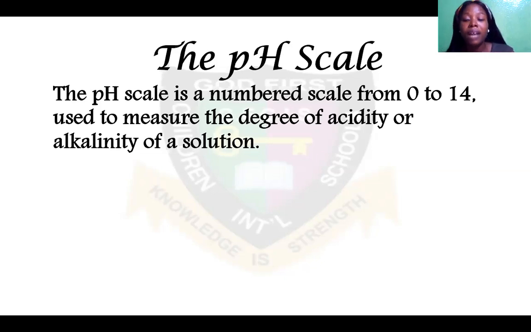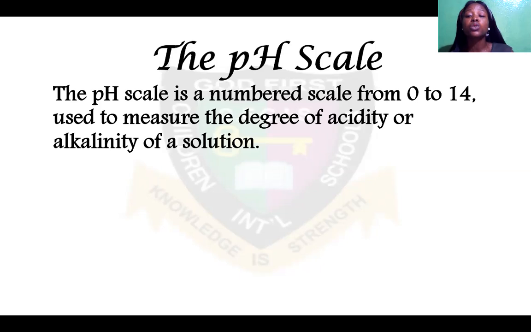Back to what we're saying, the pH scale is a number scale from 0 to 14 used to measure the degree of acidity or alkalinity of a solution. In our previous classes where we talked about acids and bases, we said that an acid is a substance which produces hydronium ion as the only positive ion when dissolved in water. I always tell you that the characteristic property of an acid is the production of hydrogen ion. It's that hydrogen ion that combines with a water molecule to form the hydronium ion. And when we talk about bases, alkalis produce hydroxide ion, OH-.